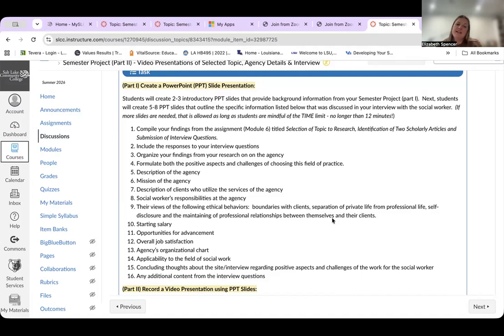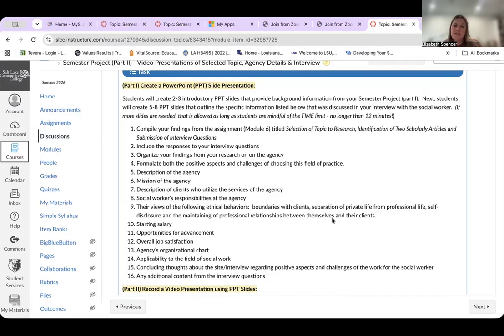Okay, Number 14, applicability to the field of social work. So again, just how does this apply to the things that we're learning in class? How does this apply to social work in general? Okay, so what I wouldn't want you to do is maybe interview a manager at McDonald's or something and then try to fit that in as social work, right? That's a totally different industry. And so we just want to make sure that it's applicable to what we're learning.